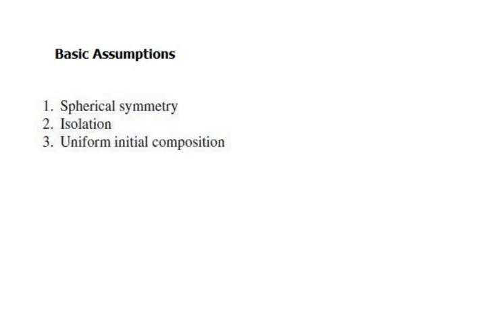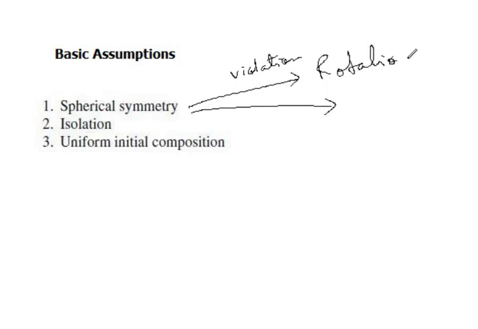Now, although many stars are observed to have magnetic fields, the field strength. So you see, we are talking about spherical symmetry, right? Yes. Now what I am saying is that there can be two reasons for violation. One is rotation and another is magnetic field.